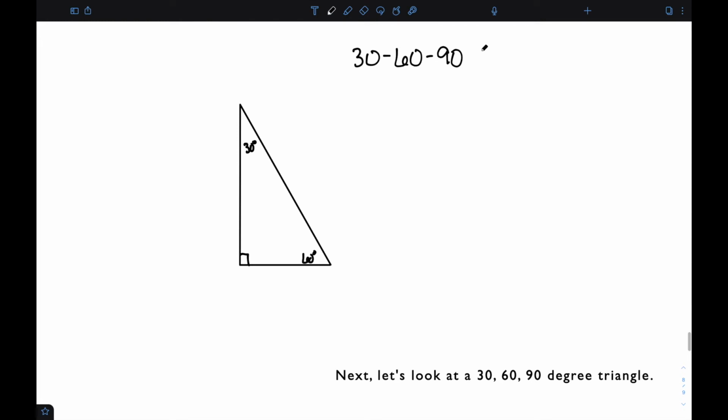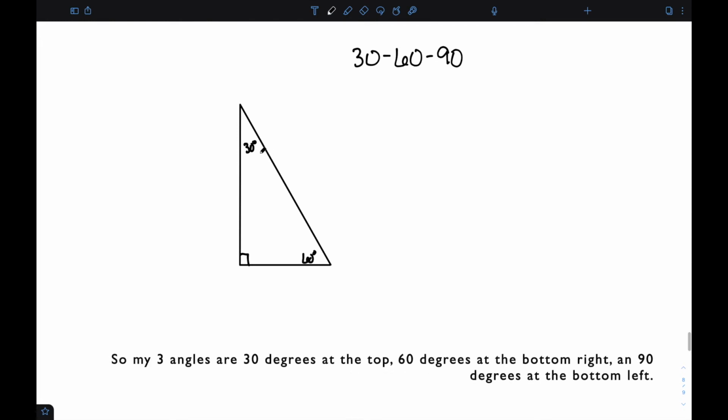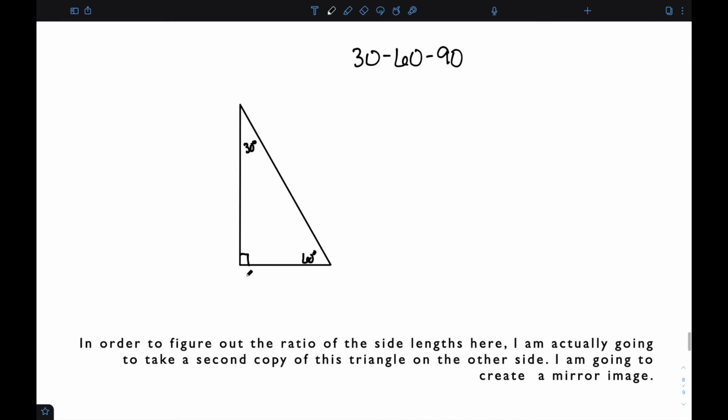Next, let's look at a 30, 60, 90 degree triangle. So my three angles are 30 degrees at the top, 60 degrees at the bottom right, and then 90 degrees at the bottom left. In order to figure out this ratio of the side lengths here, I'm actually going to take a second copy of this triangle on the other side. So I'm going to create a mirror image.